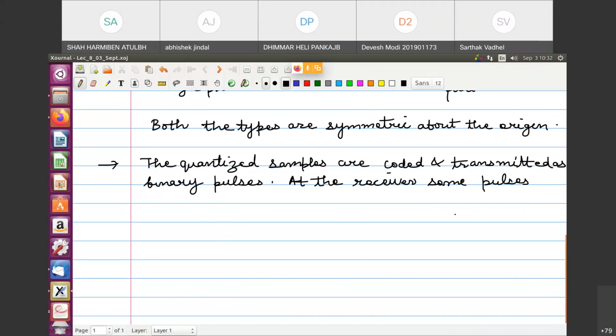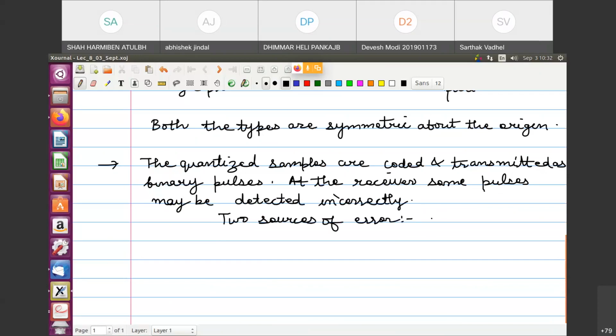So at the receiver, some pulses may be detected, and some pulses may be detected incorrectly. So right now there are two sources of error. One is the quantization error, that is the operation which we have done, the error it puts in. And second is the pulse detection error.